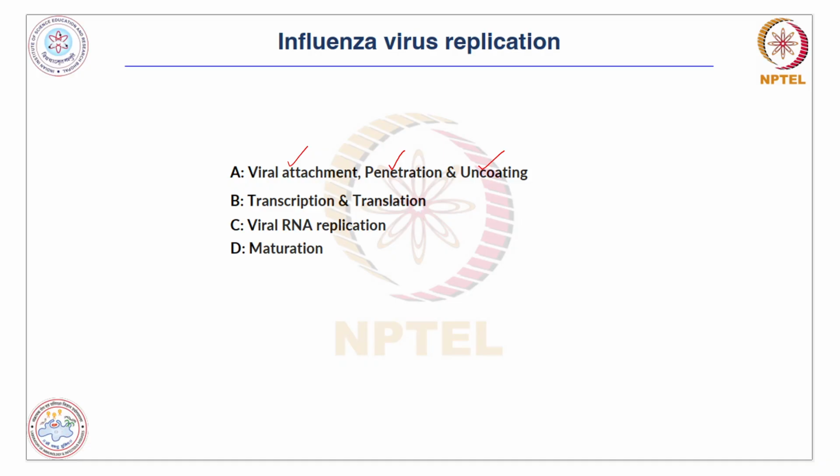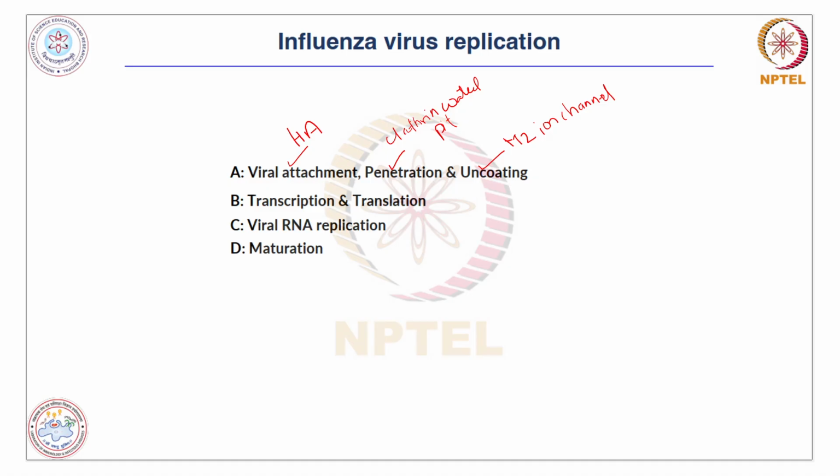So these things you got from the virus structure. This is because of hemagglutinin. Penetration is via the coated pit, and this uncoating is via the M2 ion channel. This will acidify the interior so that it can get uncoated.